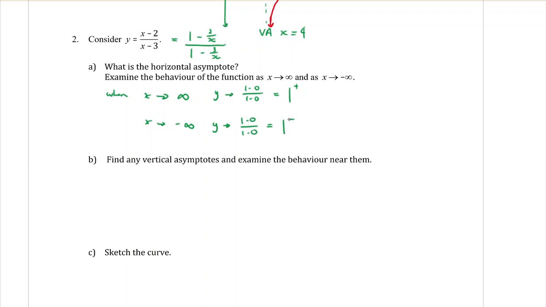Yes, making sense? All right, part B, or actually wait, let's just put a little conclusion there. So that's a horizontal asymptote at y is equal to 1, and we've seen where it is slightly above and slightly below. Part B, find any vertical asymptotes and examine their behaviour near them.